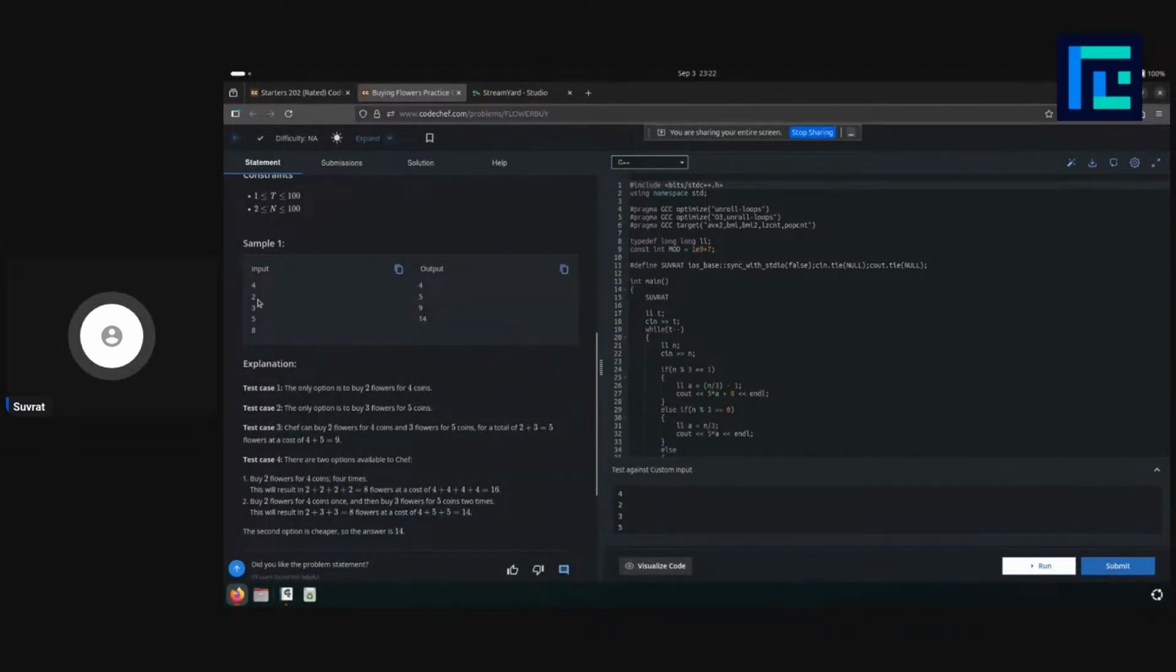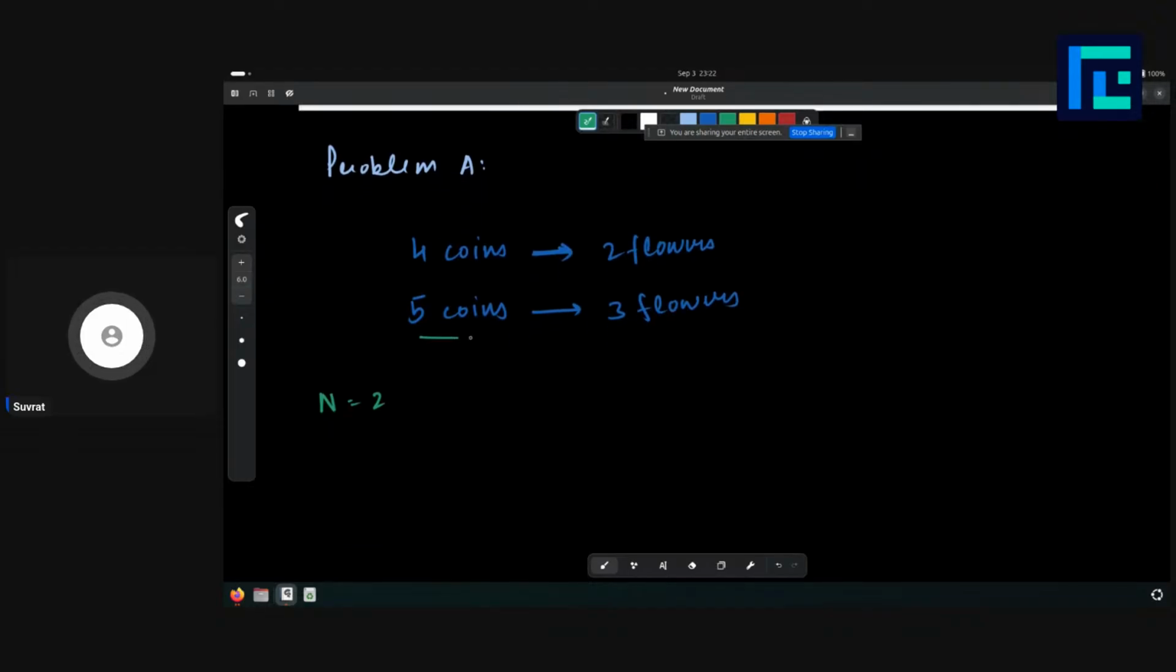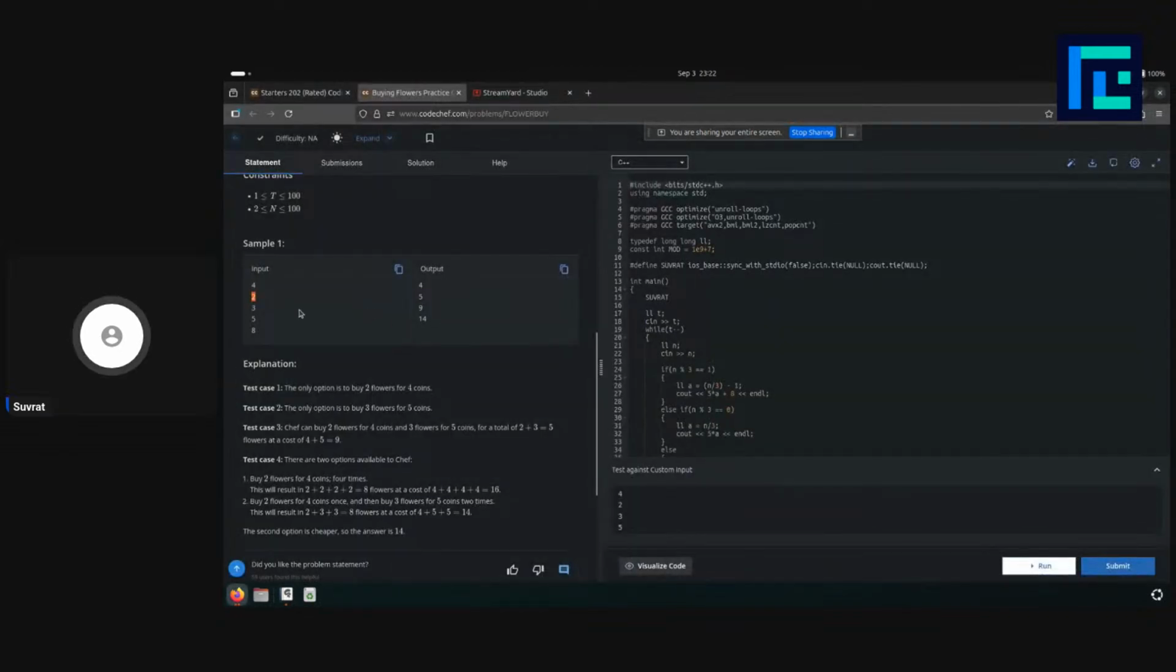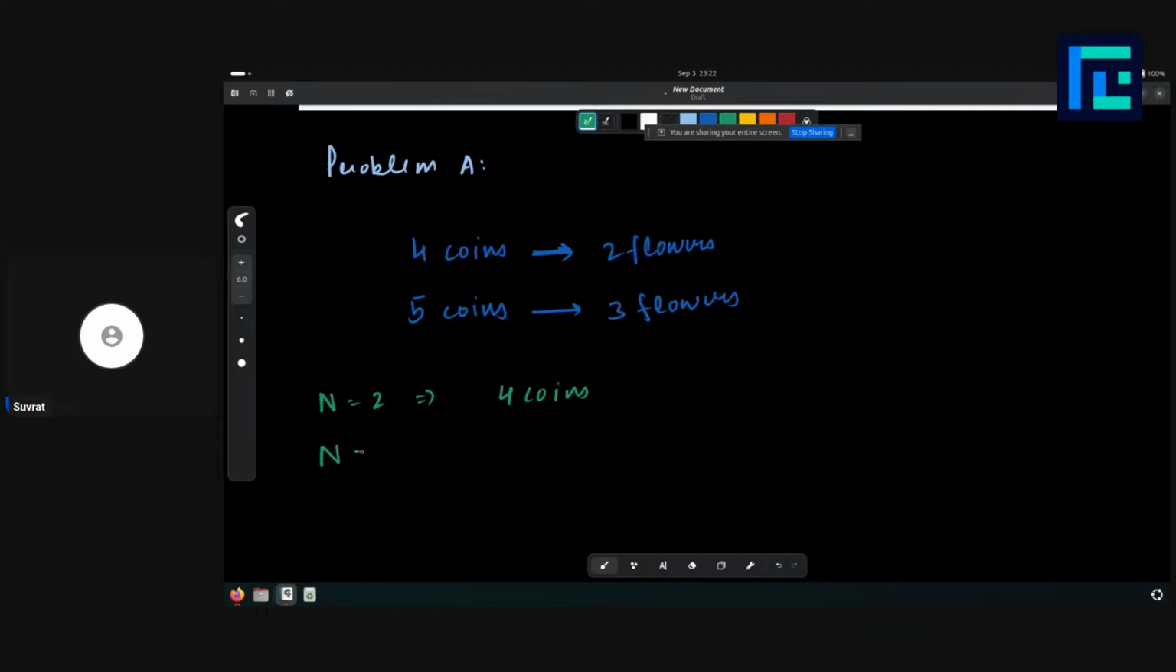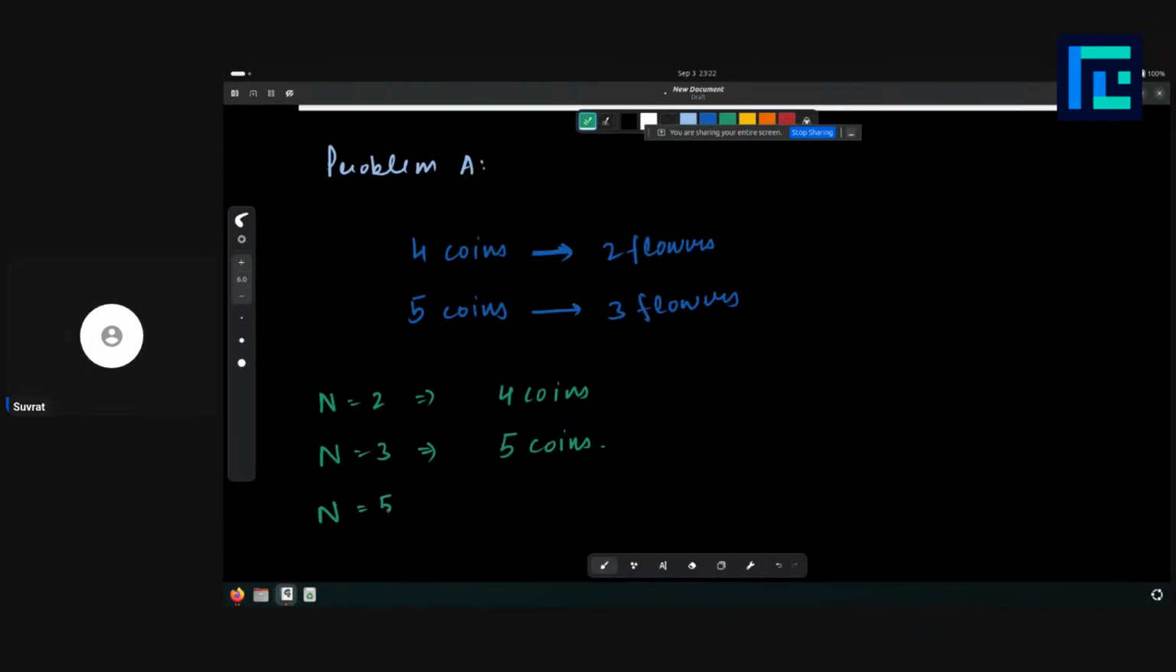The first test case is n equal to 2. Since n is equal to 2, we won't be able to do this transaction, so the answer for this test case would be 4 coins. Then the next test case is n equal to 3. We'll need to do this transaction, so 5 coins. Then the next is n equal to 5. We can do one 3 flower transaction and one 2 flower transaction, so 4 plus 5, 9 coins.